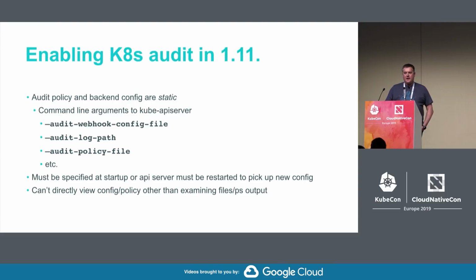Because it's all in the command line, you generally have to restart the API server if you ever want to change one of these things. So it's not as flexible as the mechanism that you'll find in 1.13. And it's also a little hard to see what any of these contents are unless you can get onto the API server. And so for managed Kubernetes environments, you're not going to be able to see that stuff at all. Or they're going to have a different visibility way to show it to you.